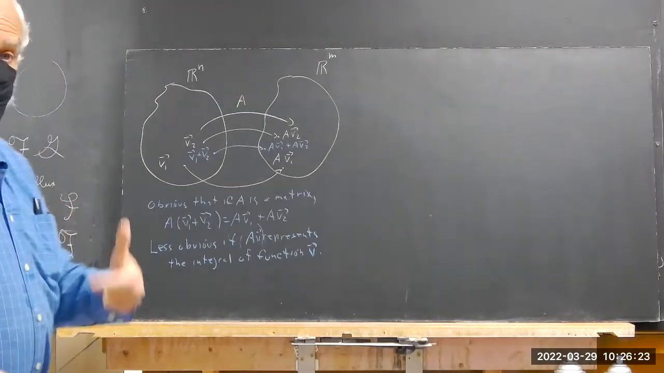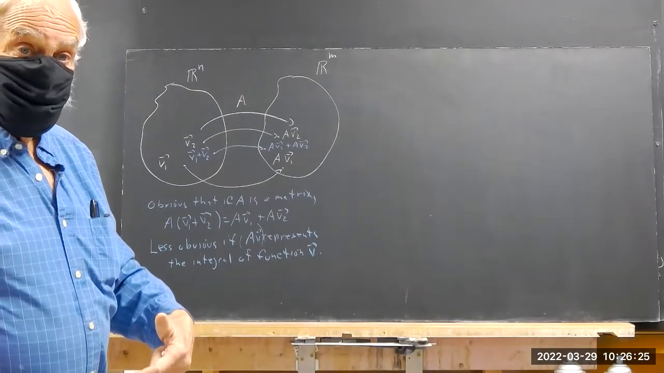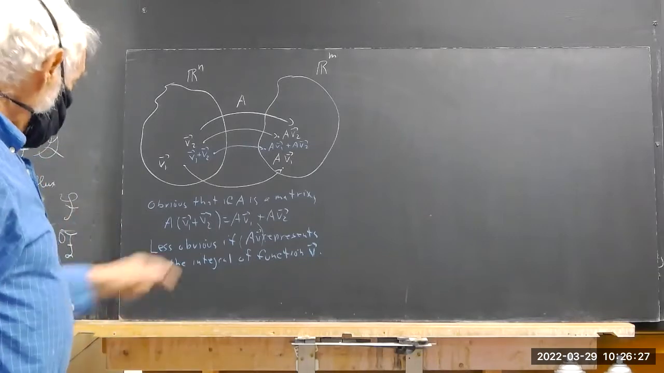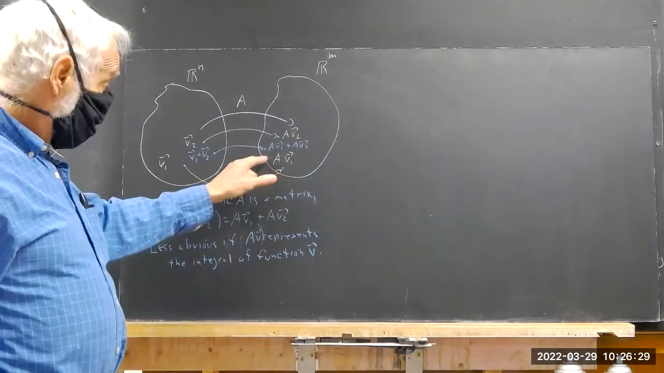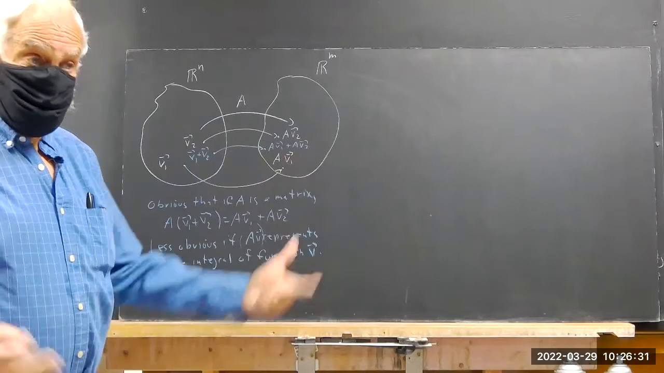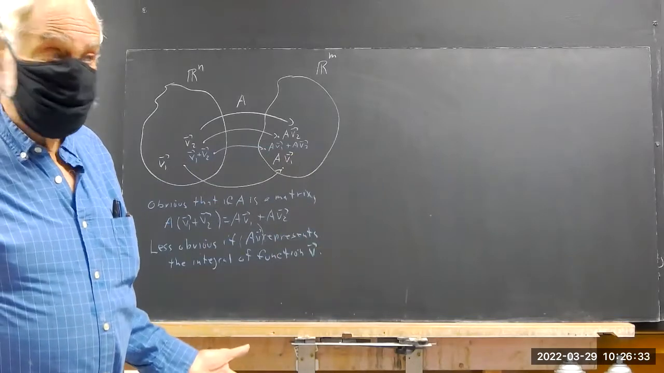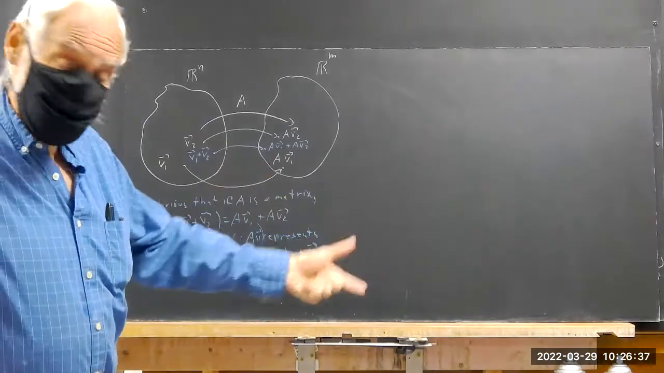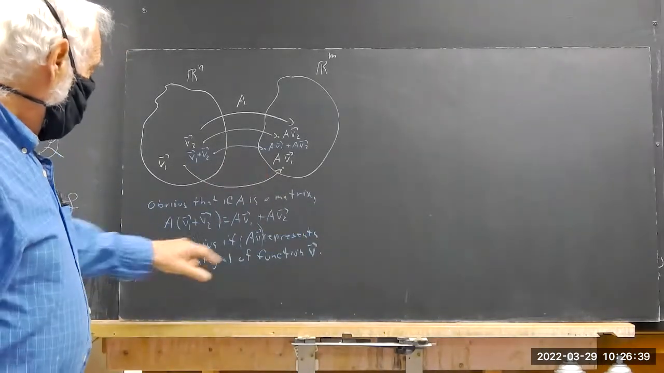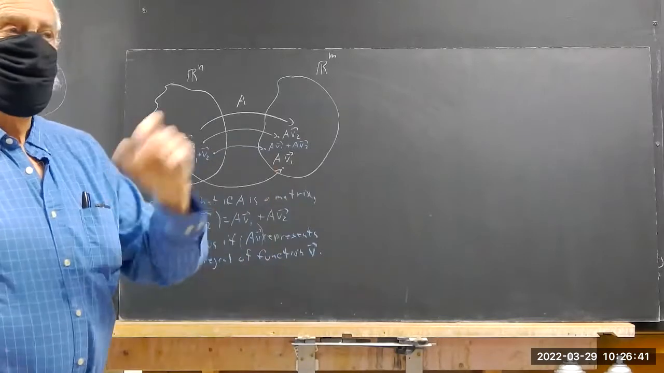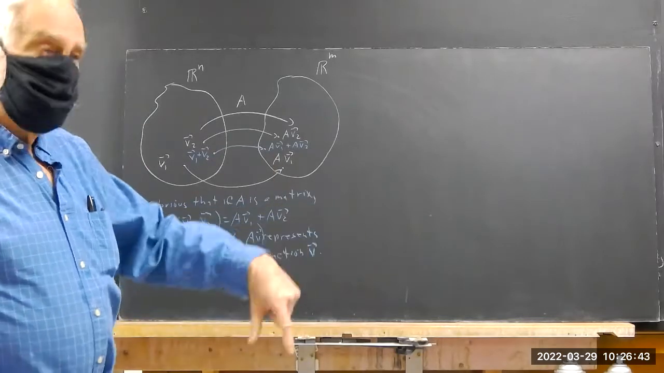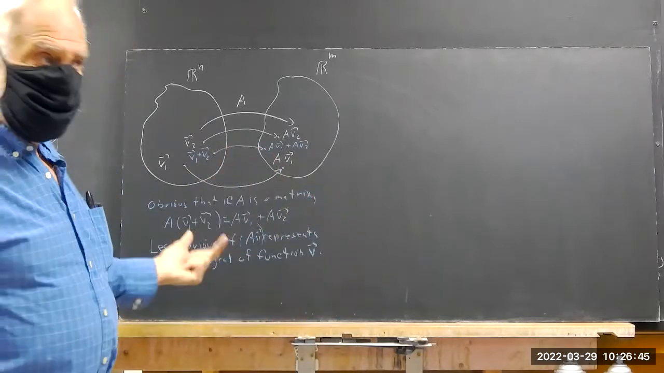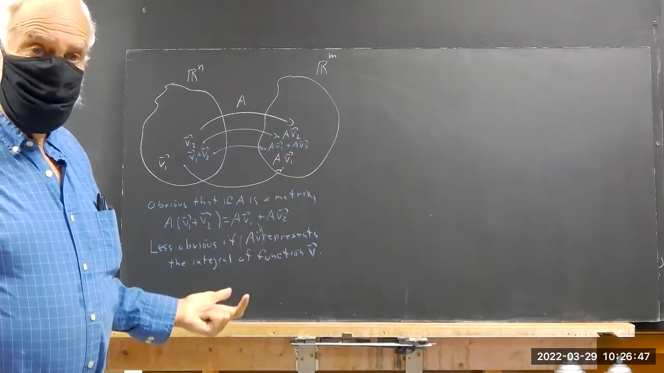Then the integral is a linear transformation. Because what? The integral of V1 plus V2 is the integral of V1 plus the integral of V2. That's a property of integrals. The integral of F plus G is the integral of F plus the integral of G. So I'm calling them V1 and V2, but they could just be functions F and G. So V1's function F, V2's function G, it works. It's just as linear as anything.